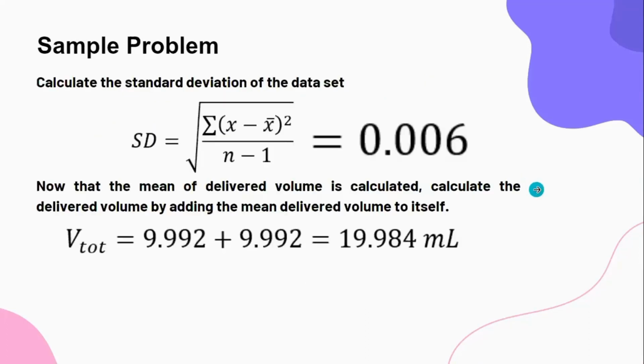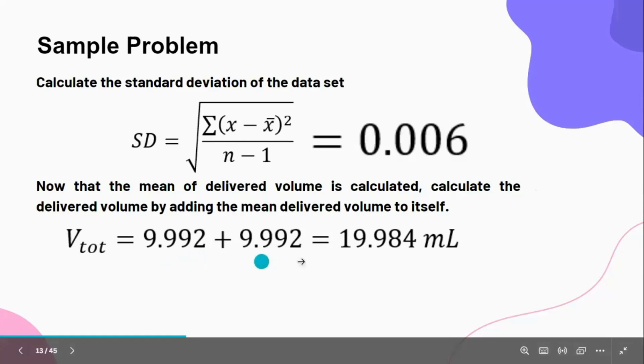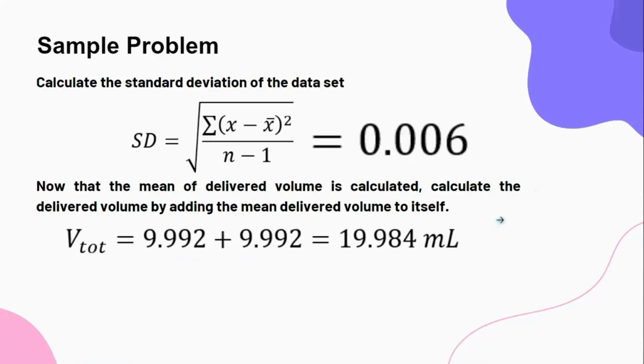After calculating the mean, we will use it to calculate the standard deviation, which is equal to 0.006. Now that the mean has been previously calculated, and since the problem mentioned that the pipette delivered two successive volumes, we will calculate the total volume by adding the mean to itself, which will be equal to 19.984 milliliters.